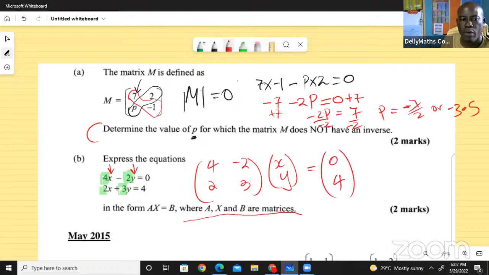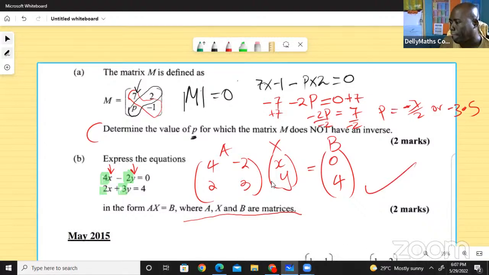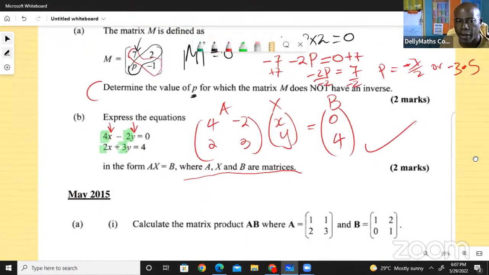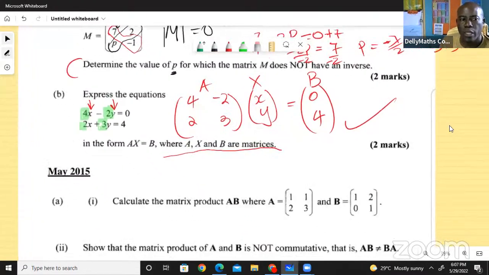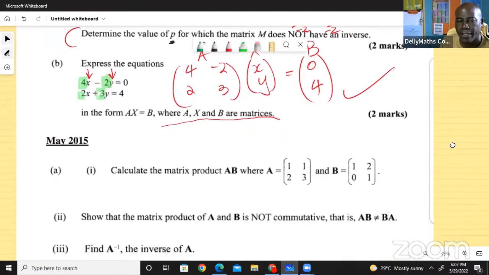So the format they're referring to is AX equals B, and this is what we need to do for the 2 marks right there. They didn't ask us to work it out though, so that's where you leave that.